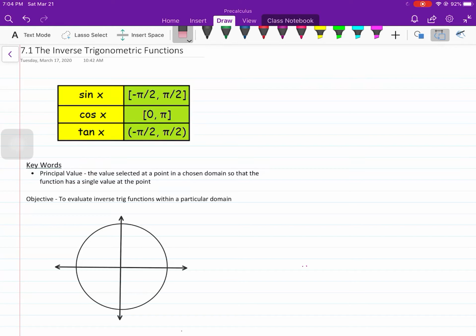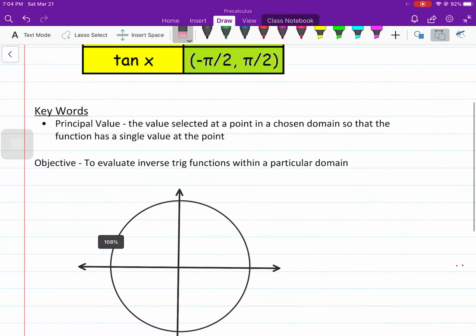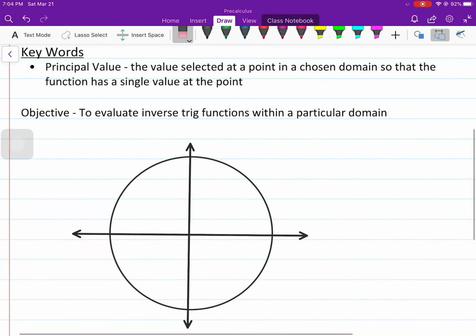Alright guys, so in this video we're going to evaluate inverse trig functions, and honestly it's pretty simple. You just plug the numbers into the calculator and that's it. So the key thing here though is the principal value, and what we mean by that is it's the value selected at a point in a chosen domain so that the function has a single value at that point.